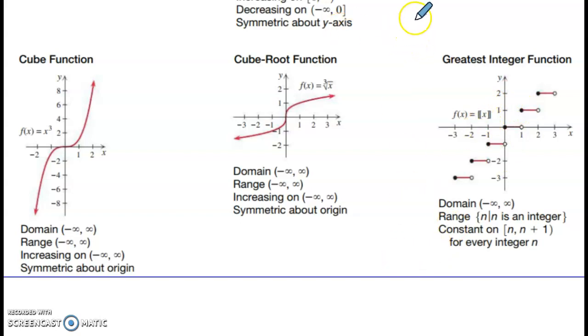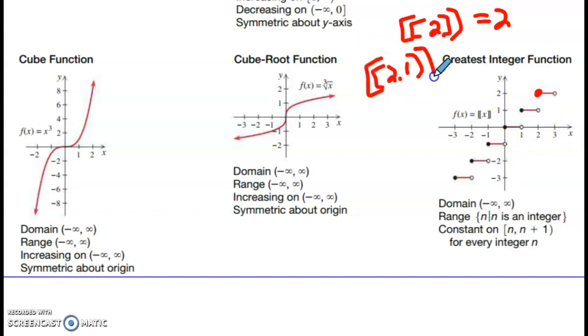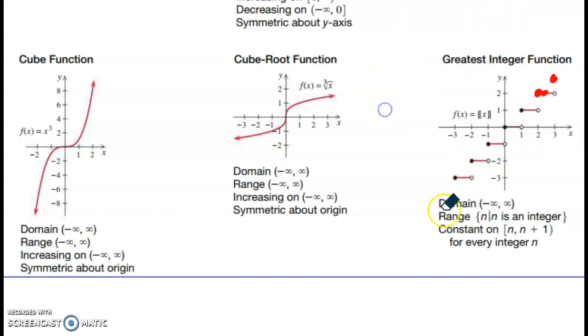So for example, the greatest integer of 2 is 2. The greatest integer of 2.1, the biggest integer less than or equal to 2.1, is also 2. All right, until I get to 3, and then it'll be up to 3. You guys probably remember it's called the step function. I know you've had this before, but it is a function.